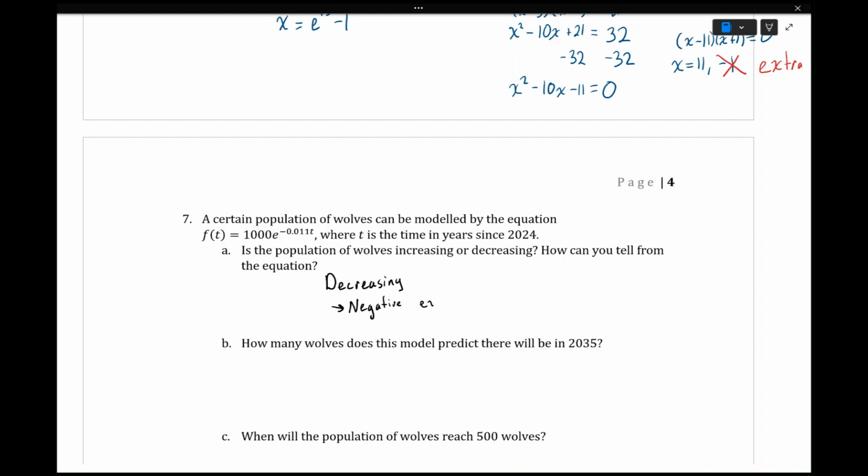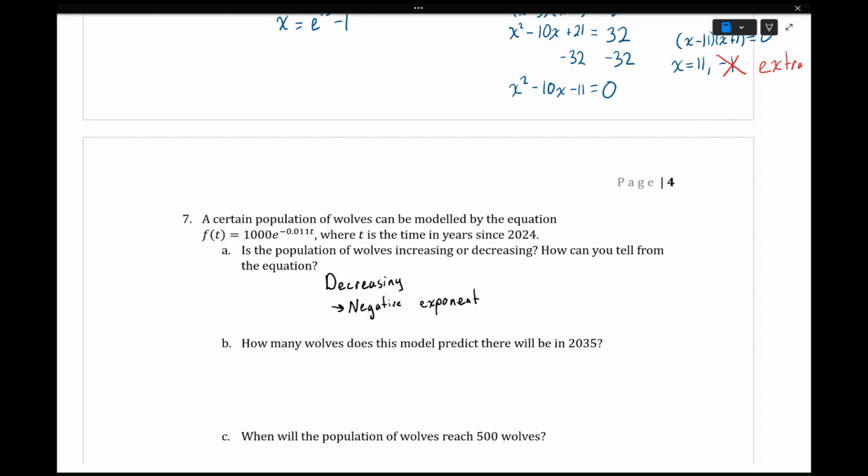This is one thing we like about e, instead of doing this as like 2 to a power or 1/2 to a power or something like that. We like e because, one, if it's a negative exponent or a positive exponent, we can tell if it's increasing or decreasing. And the other reason, calculus.